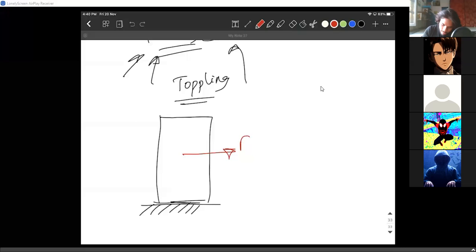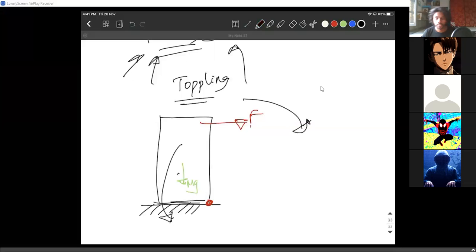Let's not apply the force at the center. Let's apply it here. Mg is acting here, and this is the point of rotation. About this point, F is creating a torque in this direction. Mg is creating a torque in this direction. All you need to do is create enough torque with F, which balances the torque of Mg. So the body topples. That is what is called toppling.